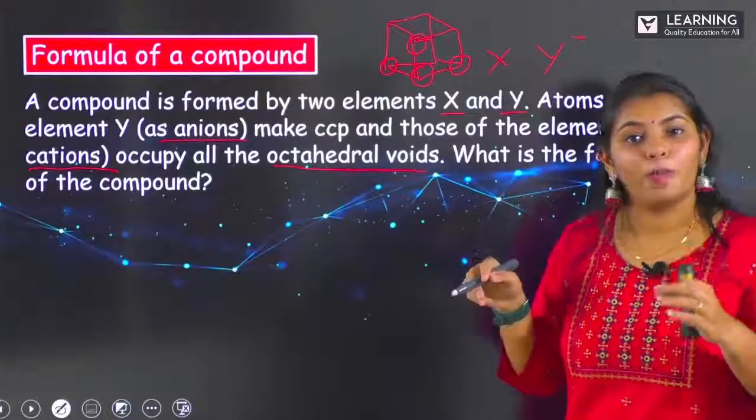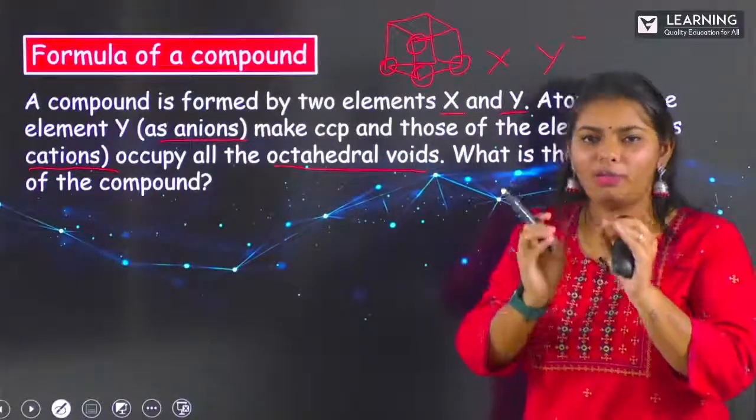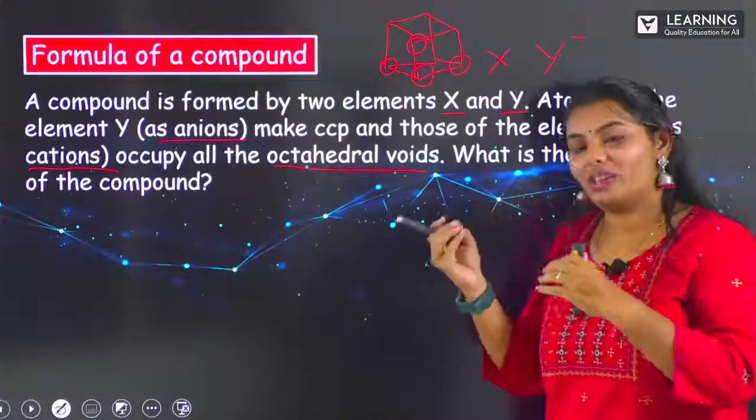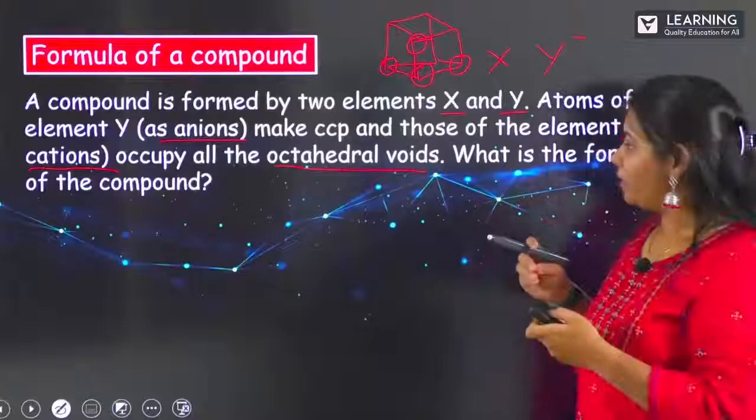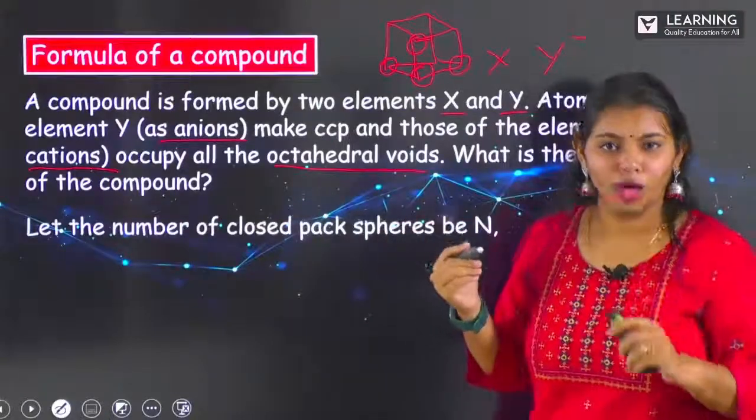X element is occupying the octahedral voids. Okay, so octahedral voids are the ones which are occupied by very small cations. The smaller cations actually occupy the octahedral voids. Now we have to understand how to find out the formula of the compound.